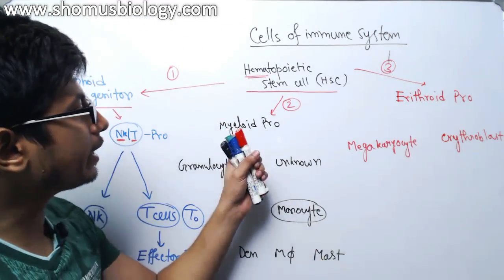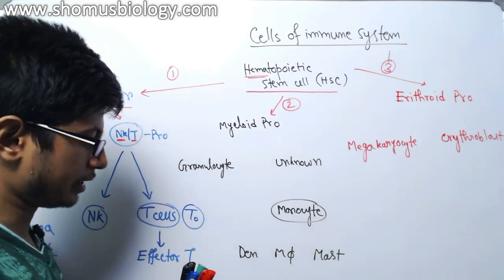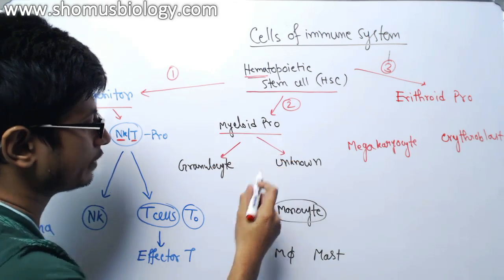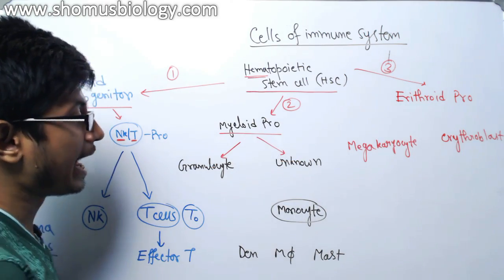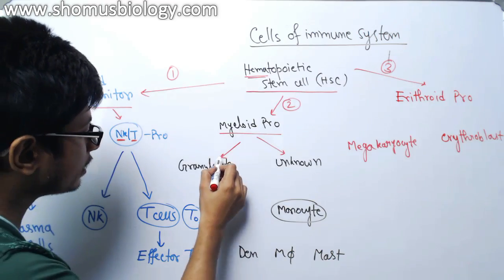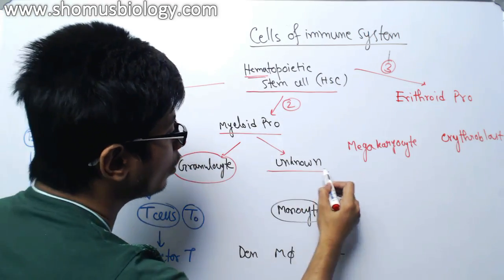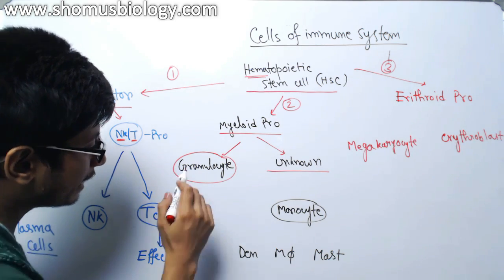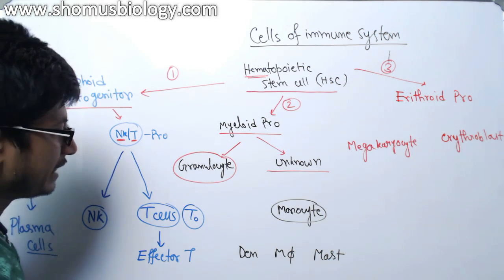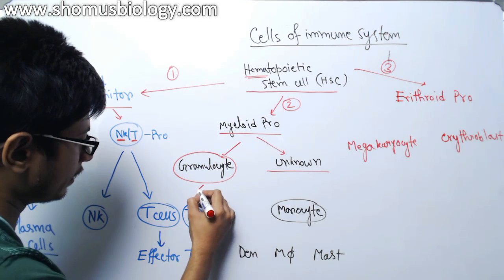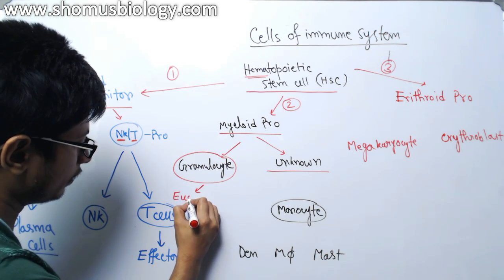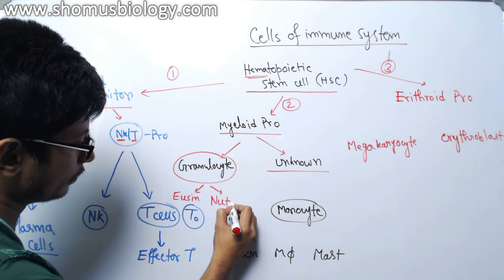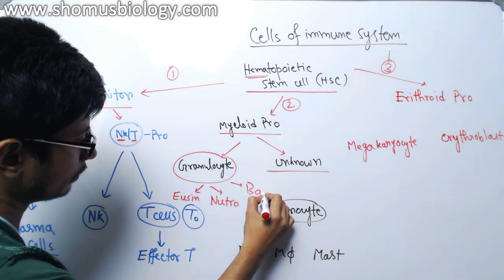Now if I move to the second one, which is myeloid progenitor cell, it produces two more varieties of cells: granulocyte progenitor cells and unknown progenitor cells. We don't know much about that unknown progenitor type. From the granulocyte progenitor cell, they can produce three different varieties: eosinophil, neutrophil, basophil.